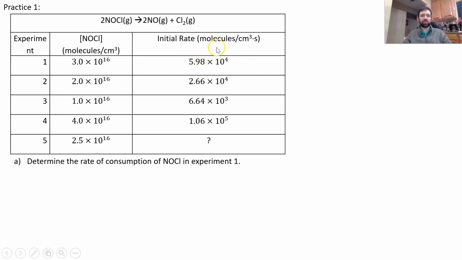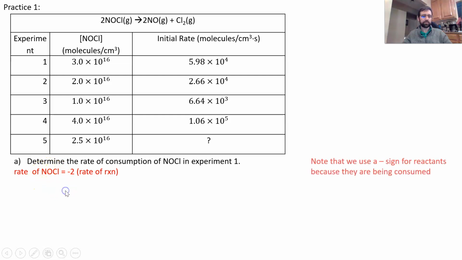So if I know the initial rate for experiment 1, I just need to multiply that by -2 in order to get the rate of the consumption of NOCl. Note that we use the negative sign for reactants because they're being consumed. So I get -2 times 5.98 times 10 to the 4th molecules per centimeter cubed times second. You get -1.20 times 10 to the 5th molecules per centimeter cubed second.